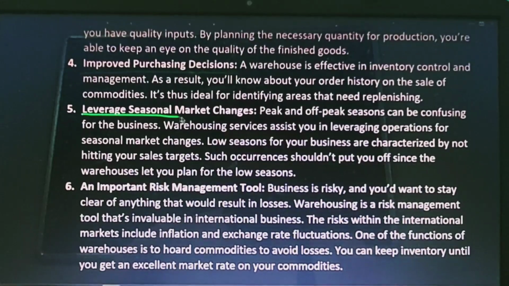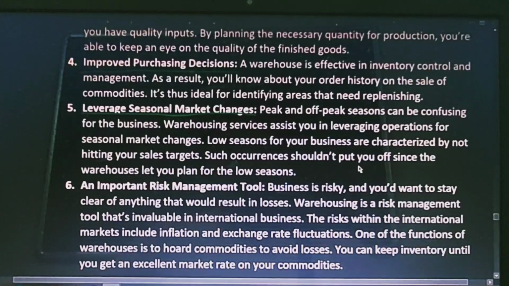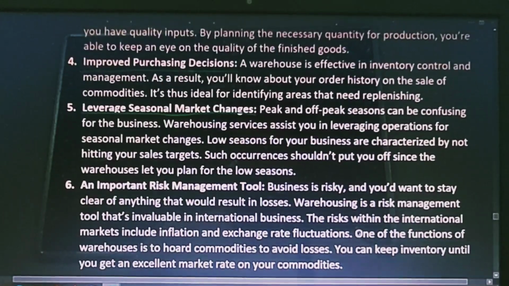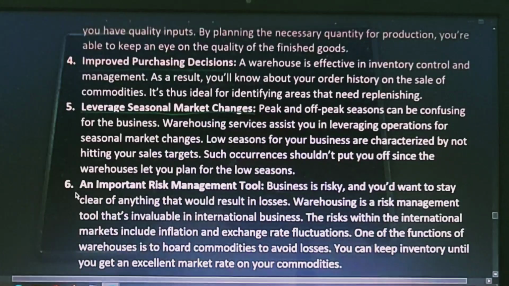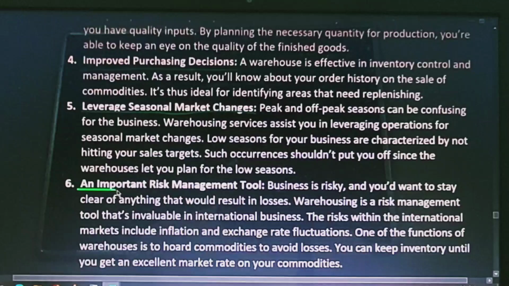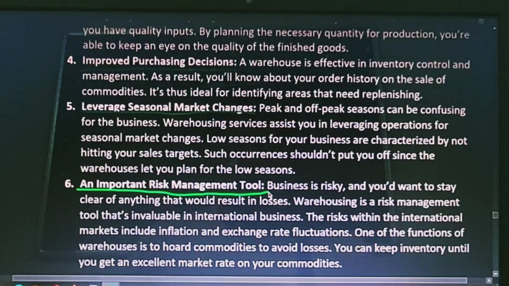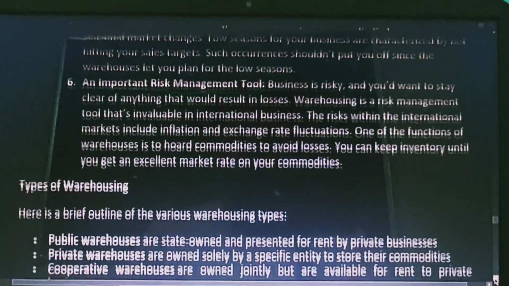Then leverage seasonal market changes, कभी कभी market, seasonally कुछ products के seasonally market होते हैं, जैसे jackets, sweaters, तो ये on a particular season they are demanded, so you can store them systematically, and it also helps to reduce the risk of spoilage, so like that.